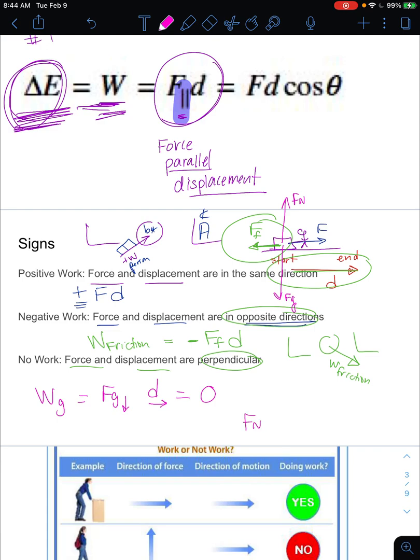But again, the normal force is up and the displacement is to the right. And since those are perpendicular to each other, the work done by the normal force is zero. It's not making the object speed up, slow down, or change its energy, and therefore it's not doing any work.